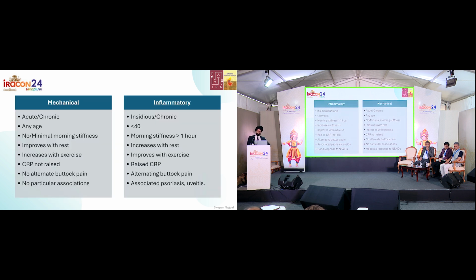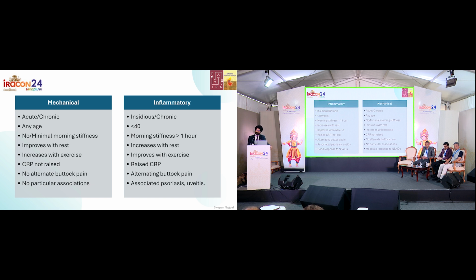Now this is the differentiation between inflammatory and mechanical. Obviously you will find overlaps all the time in clinical practice, but basically inflammatory backache occurs in patients less than 40 years, and has morning stiffness, whereas there is no or minimal morning stiffness in mechanical backache. Inflammatory backache, as I said, increases with rest, but mechanical improves with rest. Inflammatory improves with exercise. The patient says, once I start walking for a couple of minutes, I start feeling better. Whereas mechanical backache will worsen at the end of the day.